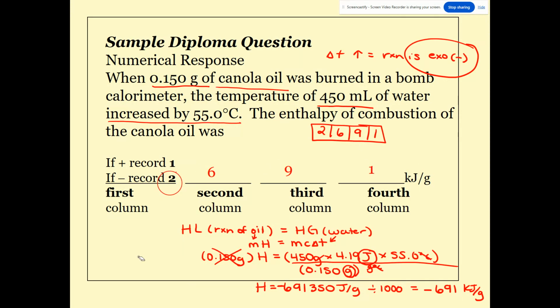Okay, so that is it for calorimetry and the different styles of calorimetry questions that you could be given.